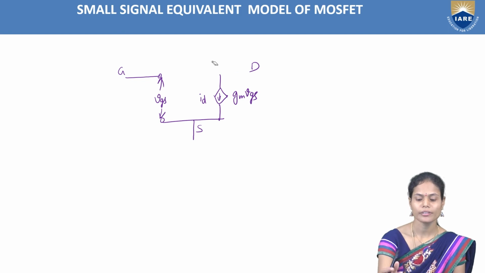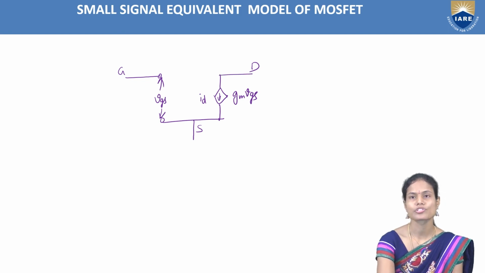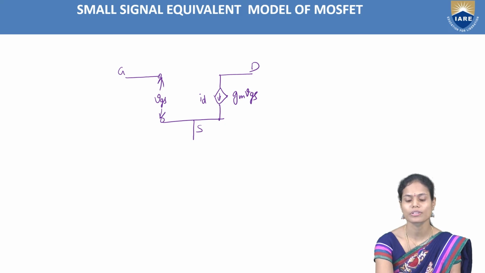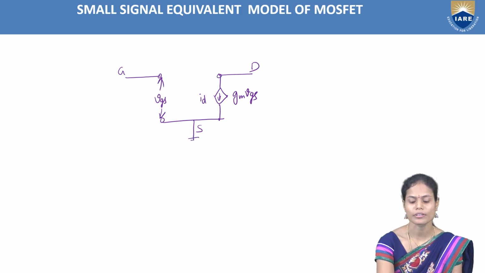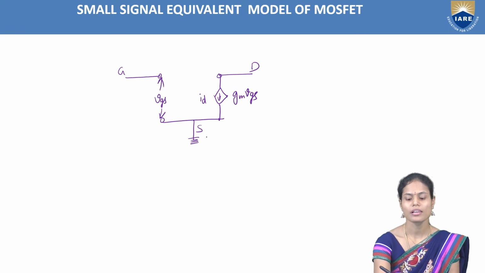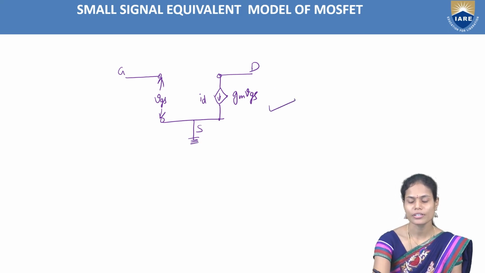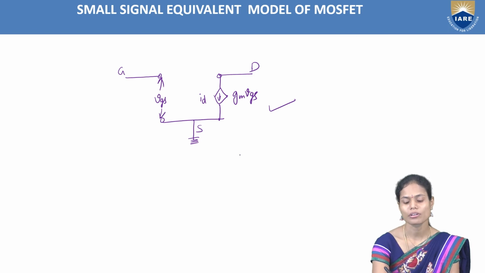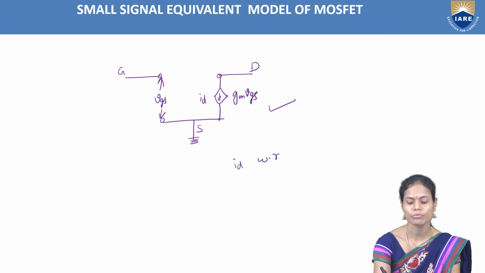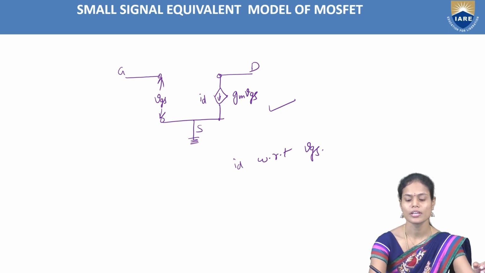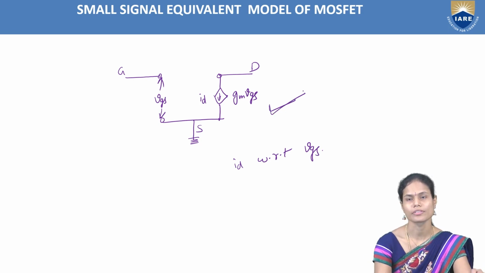And between drain and gate terminals, there is no voltage and no current, so that's why there is no connection between the gate and drain terminals here. So this is the small signal model of the MOSFET. Once you take the variation of the ID with respect to variation of VGS, this is the first case. In the first case, we got the small signal model in this way.